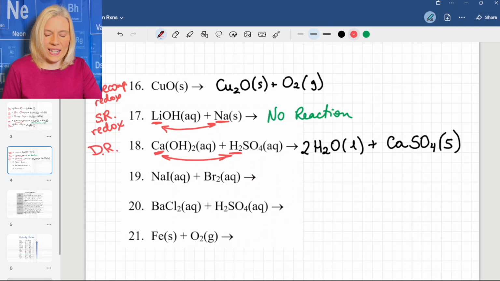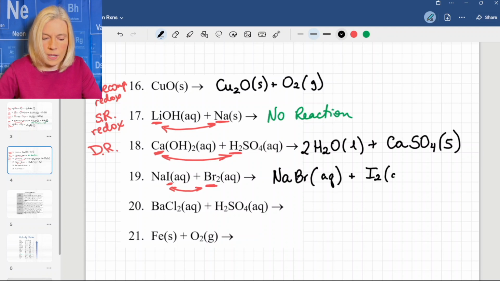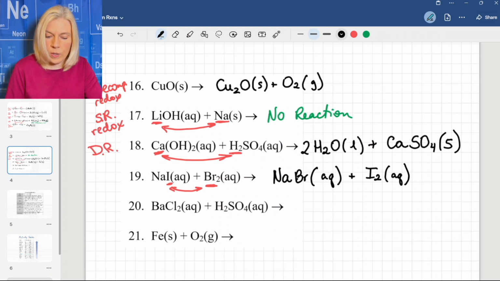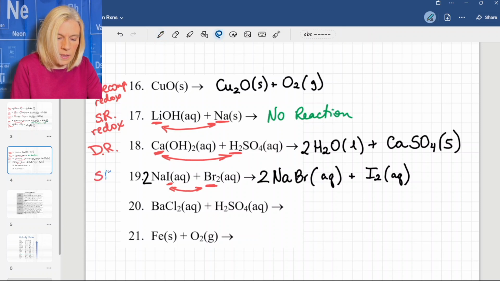Okay, number 19, let's keep going. What do we have here? We have our ionic compound and we have bromine by itself. So maybe bromine and iodine might switch places. And again, look at our periodic table. Bromine is above iodine. So yes, they will switch places. We will have sodium bromide, this will be aqueous, plus iodine by itself. This will also go through the water, and we're going to quickly balance it. So we have our single replacement, redox.